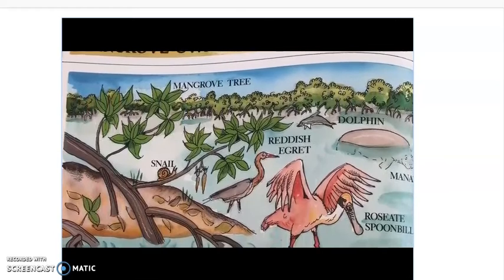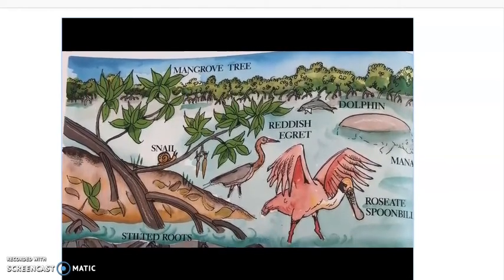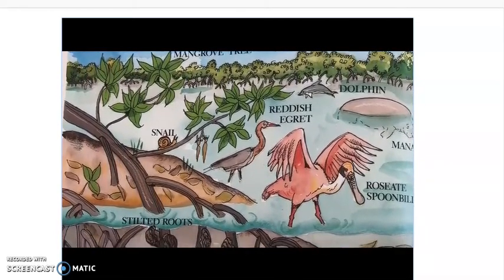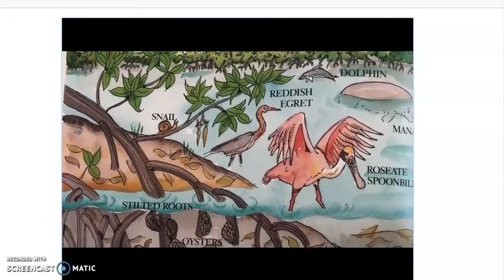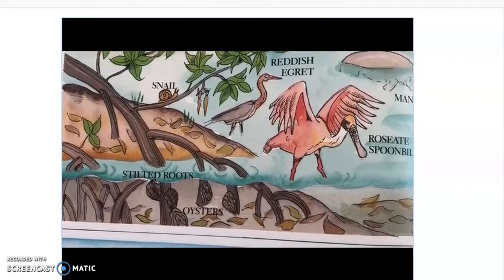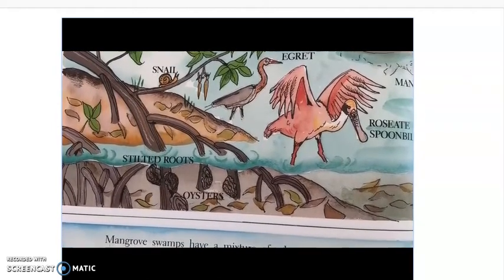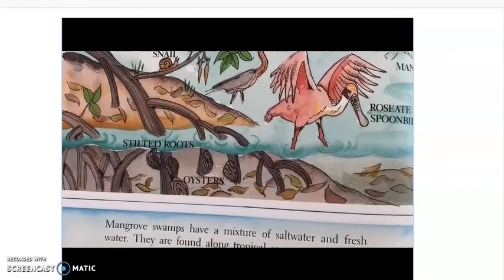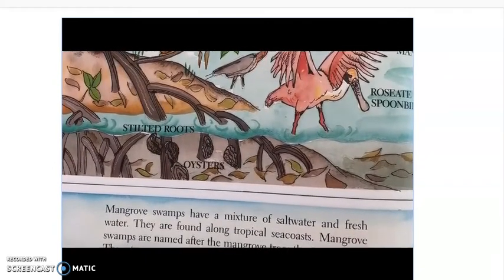Mangrove swamps. Mangrove swamps have a mixture of salt water and fresh water. They are found along tropical sea coasts. Mangrove swamps are named after the mangrove trees that grow there. These trees stand above the water on roots that look like stilts.